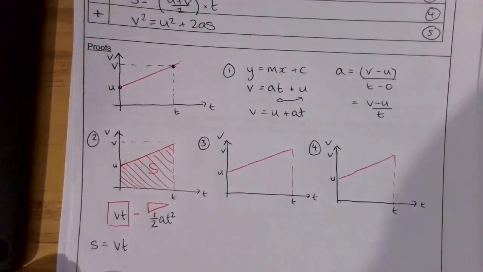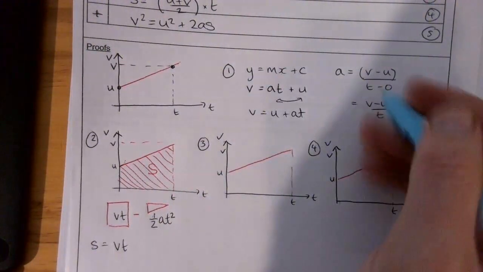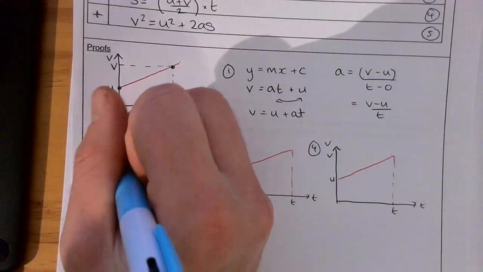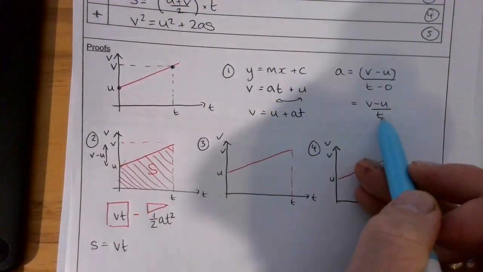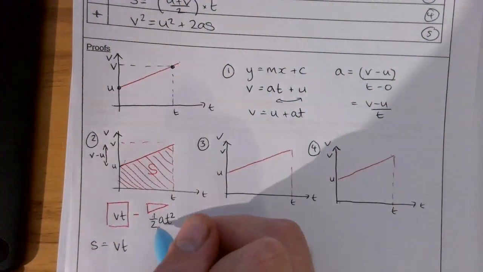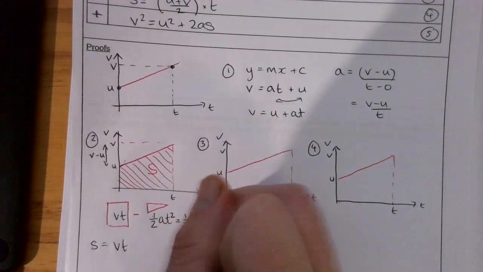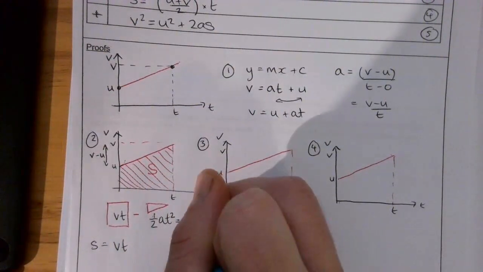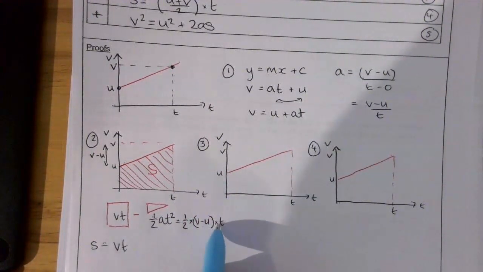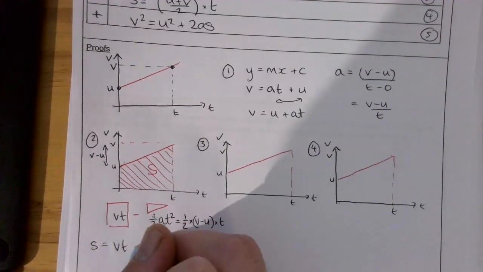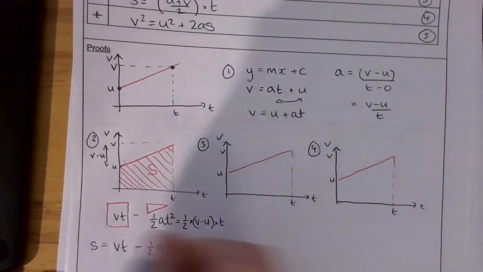Where does the half at squared come from? Well, we kind of refer back to equation 1 here. From equation 1, v minus u, which is this distance here, v minus u, well, that's equal to at. And if v minus u is equal to at, then this is going to be a half times v minus u times t, for the base times height divided by 2. And so we get this nice neat form without u in it at all.